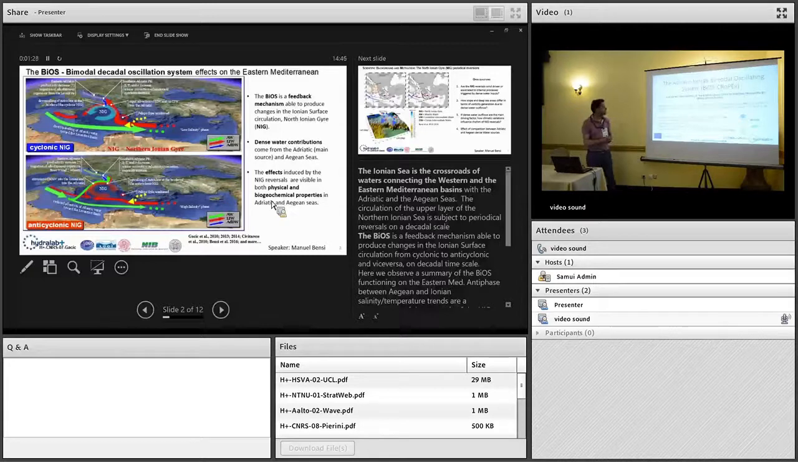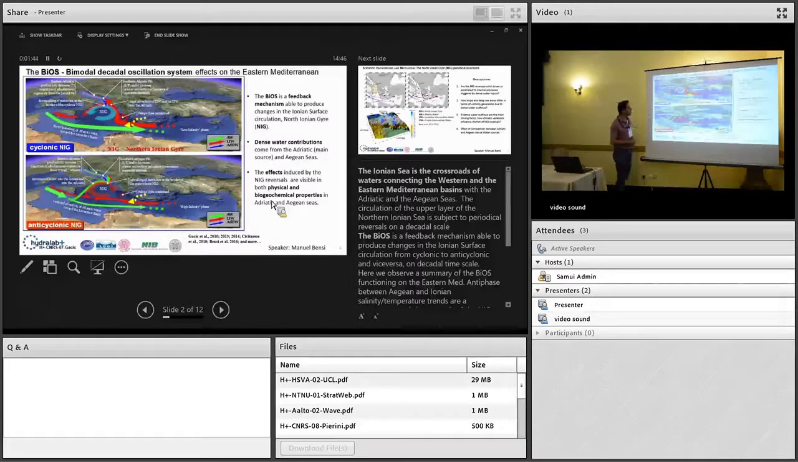Here we simulated the change of circulation that occurs in the two-layer system after dense water injection. That is what basically occurs in the Ionian Sea, as I will show you. This is the scientific background behind the experimental setup and what happens in the Ionian. The Ionian Sea is in the center of the Mediterranean, a crossroads of water masses coming from the west and the east Mediterranean.